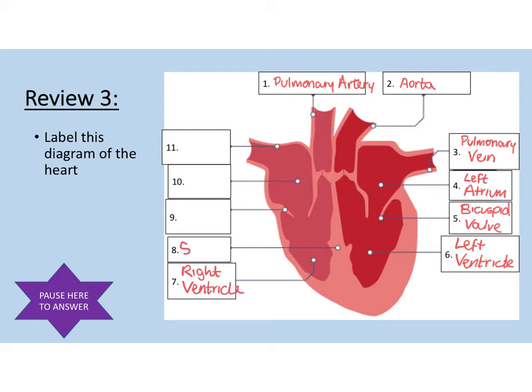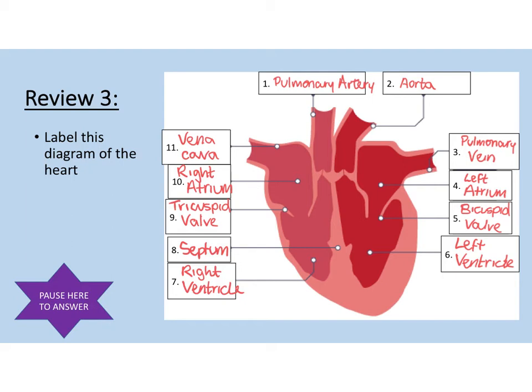Number 8 is the septum. Just remember that separated the chambers of the heart so that the oxygenated and deoxygenated blood wouldn't touch. Number 9 is the tricuspid valve. Number 10 is the right atrium. And number 11 is the vena cava, which brings the deoxygenated blood back from the body back into the heart.